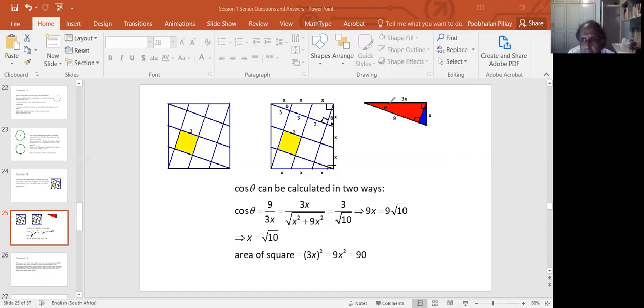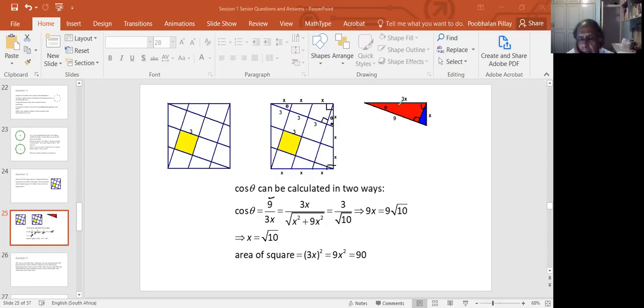And now I say that the cosine, you see, we need to calculate 3x. If you look at 3x, it's a side of the red triangle. What do we know about the red triangle? We know that this side here is 9. It's the same as this. This is the adjacent side for this red triangle as far as theta is concerned, and 3x is the hypotenuse. So cosine of x can be calculated. Cosine of x is 9 over 3x, right?